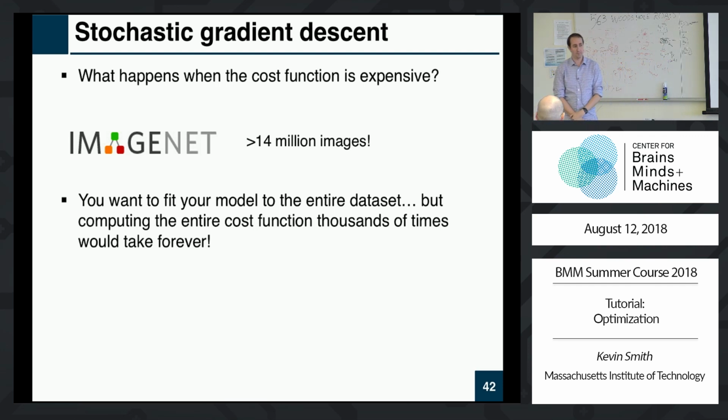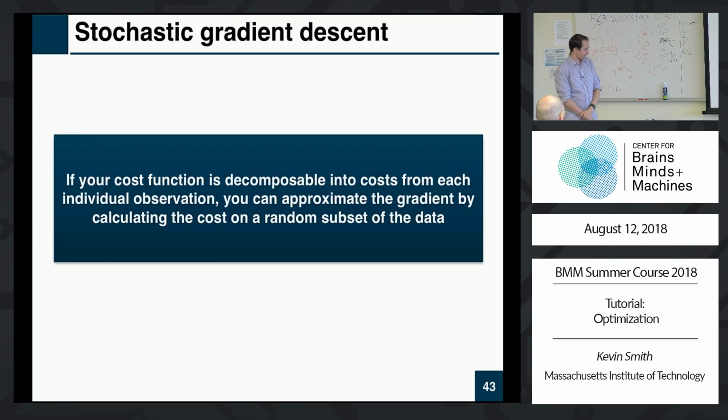So how is that? Well, for this, there's this very nice property that if your cost function is decomposable into individual parts, you can approximate the gradient by just getting the gradient out of one or a small subset of your data set. So you don't need to calculate the cost function, the gradient, across the entire 14 million images.